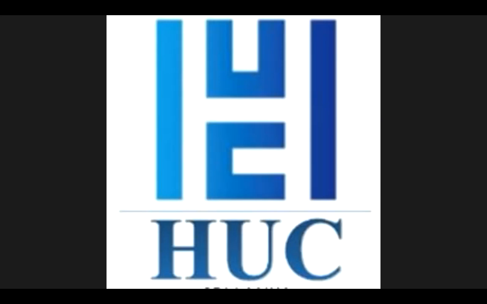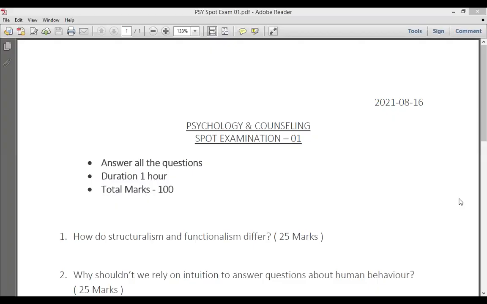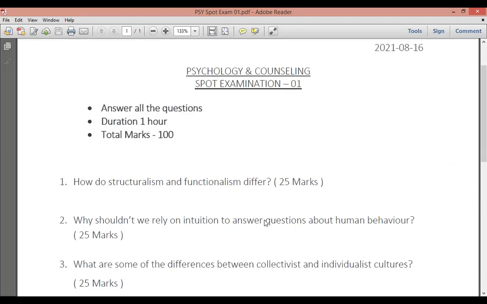Okay. Can you see the screen? Is the screen clear, Rahma? Yes, but I can't see the third one, only the first and the second. You can see the screen, right? Okay, right. Yes. All right.